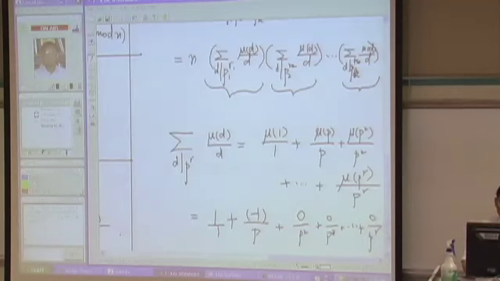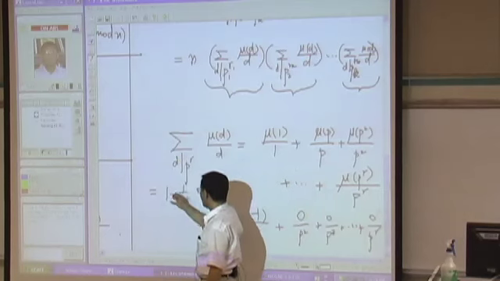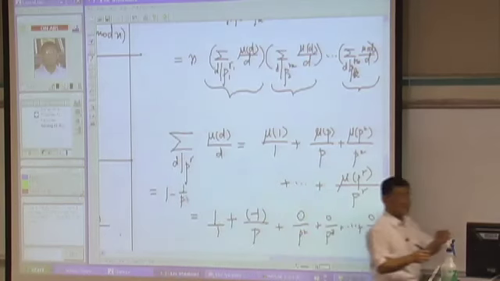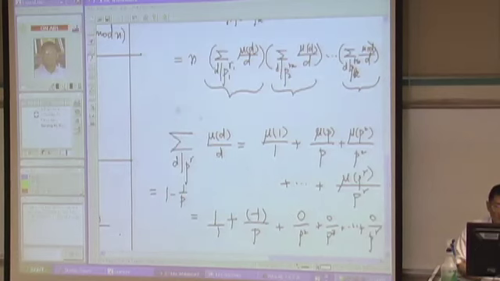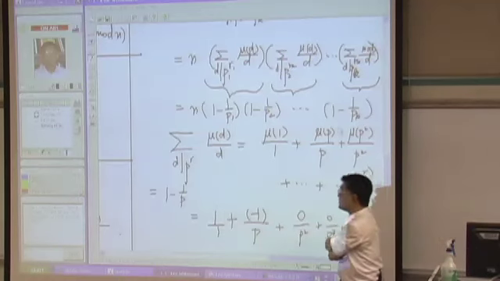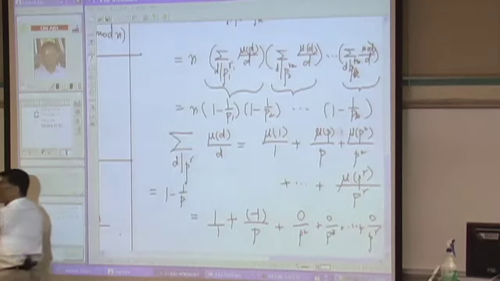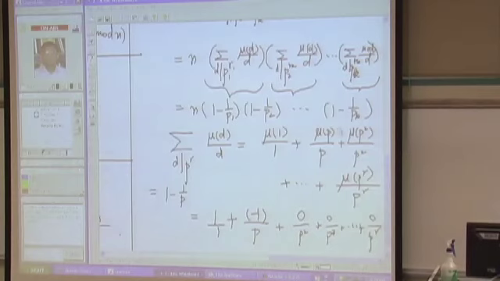So because of this, we get the result like this. This sum is equal to 1 minus 1 over p. Thus, we can write these things in this form: 1 minus 1 over p1, 1 minus 1 over p2, and so on up to 1 minus 1 over pk. Done. The same result without using the multiplicativity of the phi function. I used the multiplicativity of the mu function and d function, not the phi function.